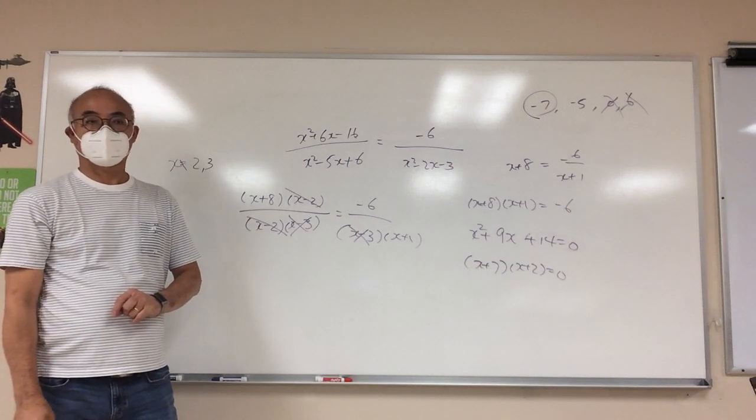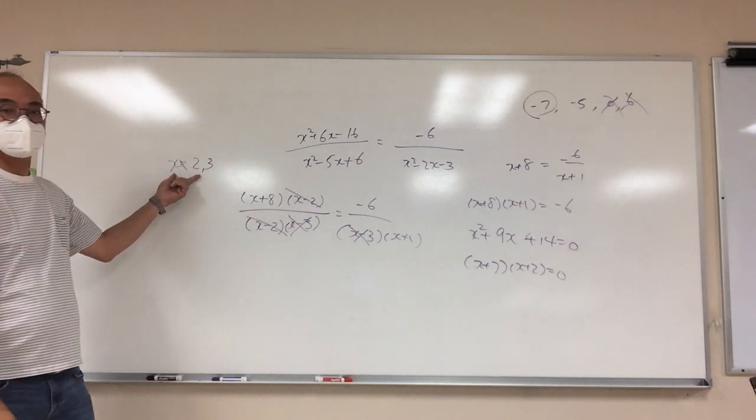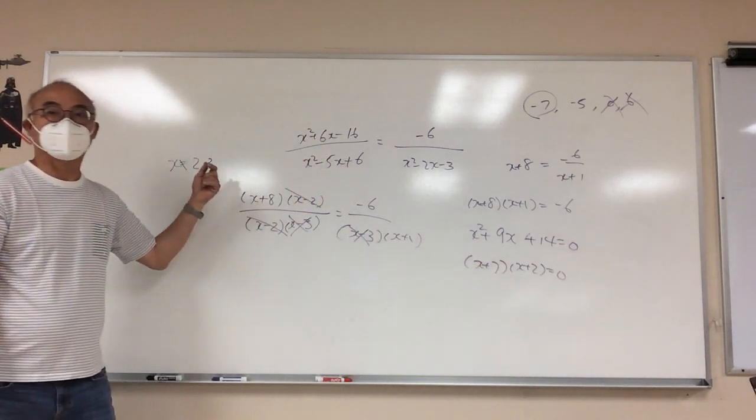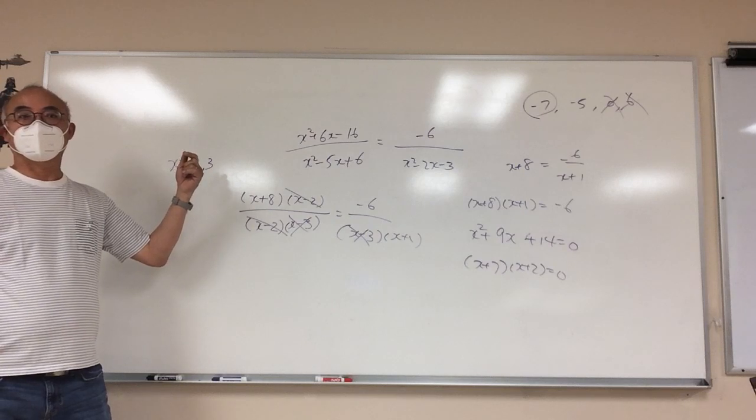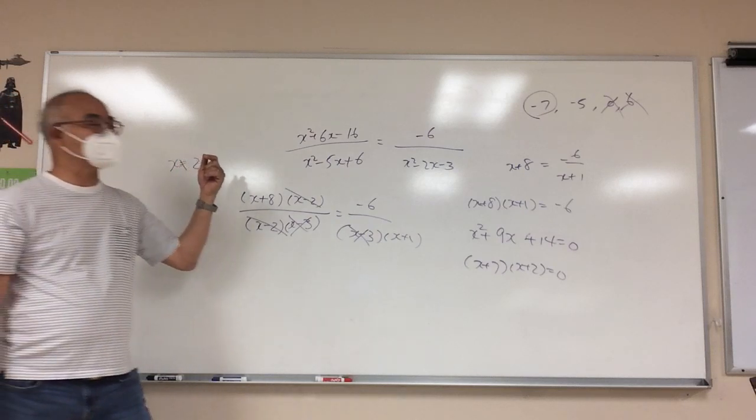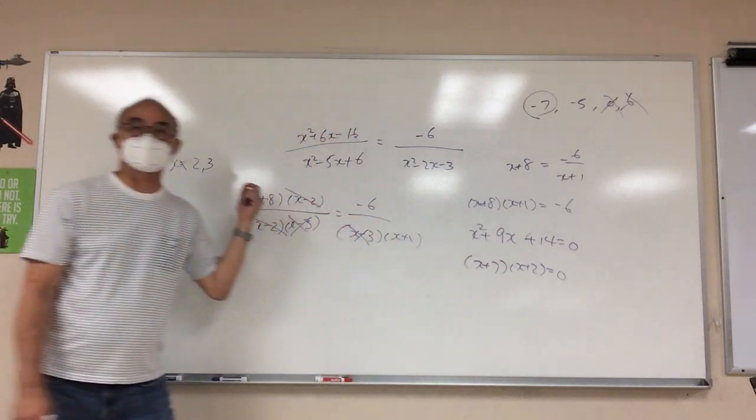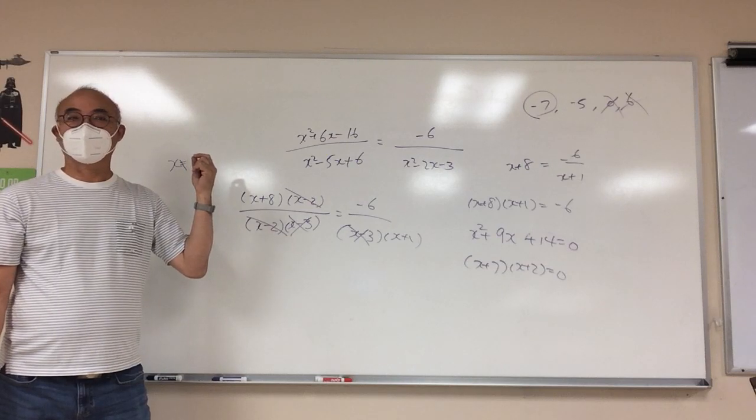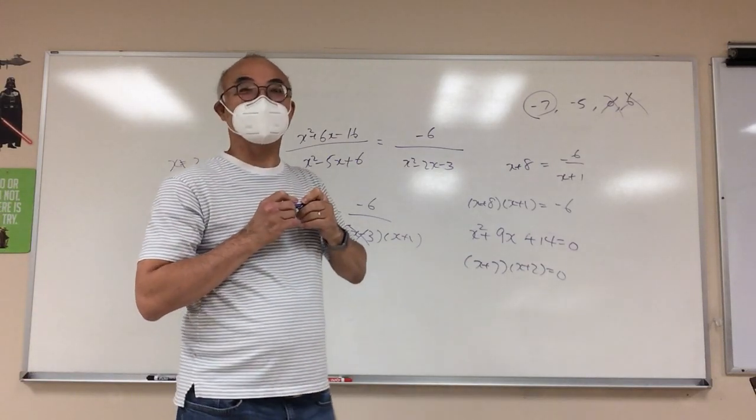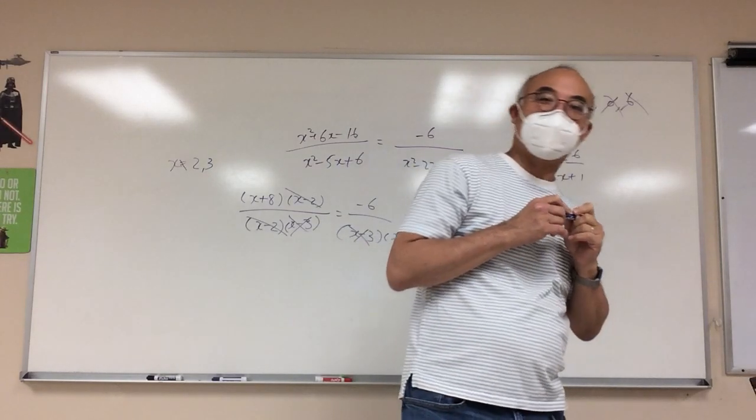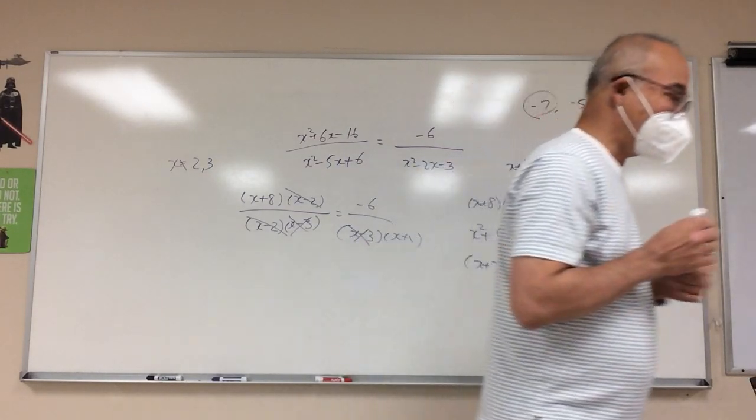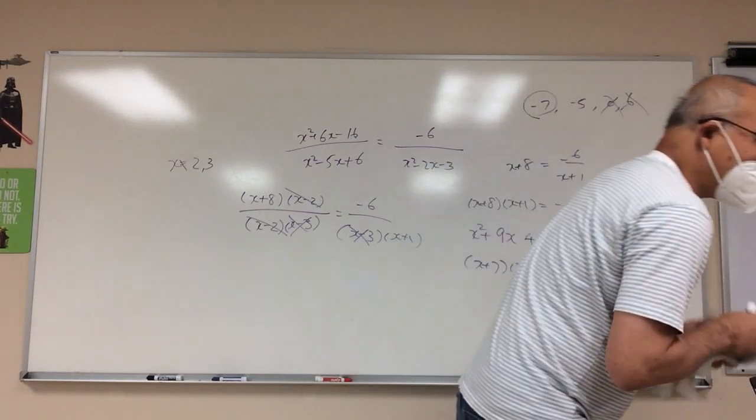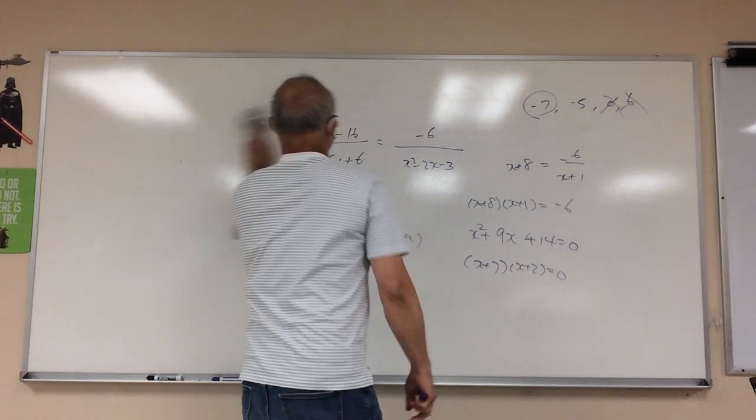Okay. I also made sure it's not 2 or 3. What if I got 2 or 3 here? What is that called? A solution that you got that really is not a solution. It's called an extraneous solution. Everybody remember that? It's called an extraneous solution. Okay, so that's that one. Let's move on to 11.